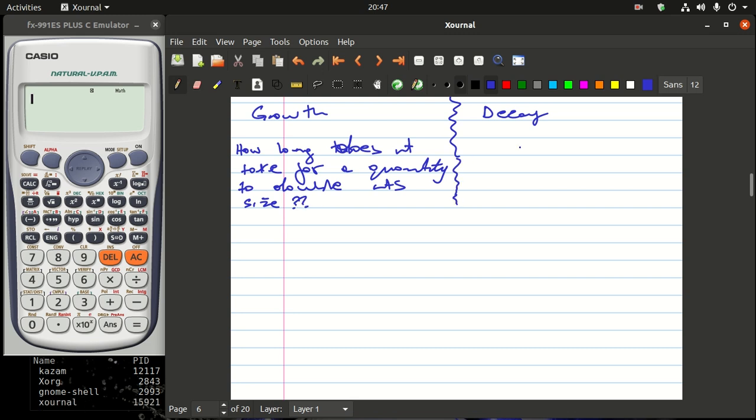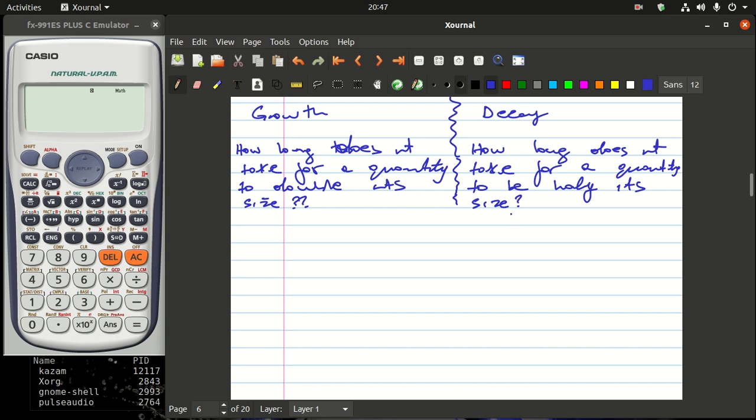And then this side, we are saying, how long does it take for a quantity to be half its size? How long is it going to take for this to reduce to about half its size? So of course here, we're not going to do something different. The formula is very simple here.